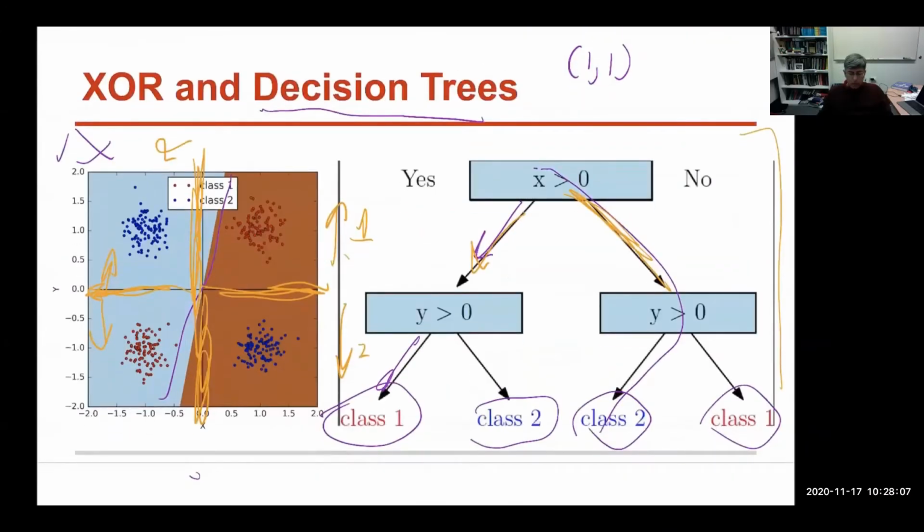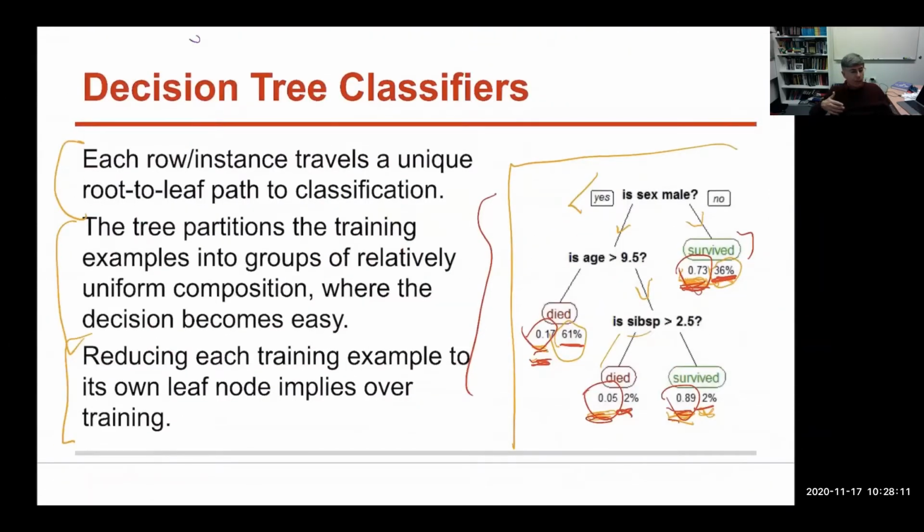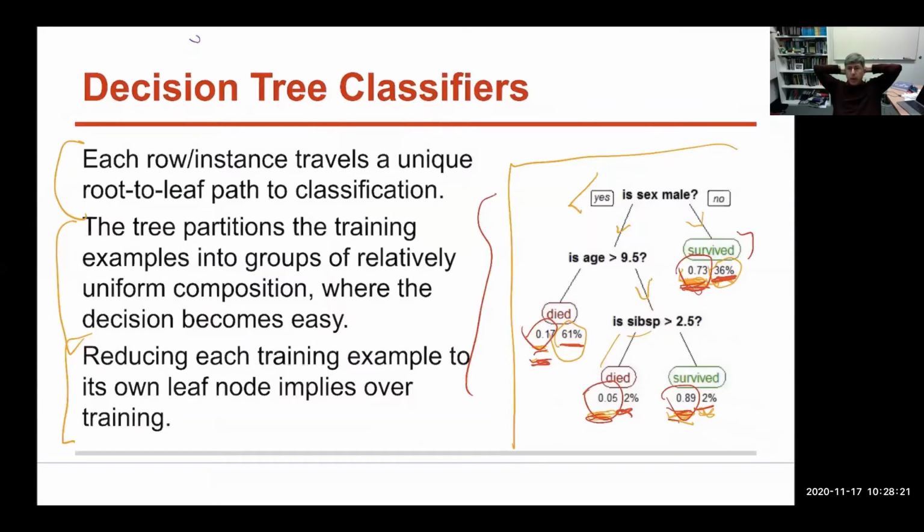So if we're comparing decision trees to nearest neighbor classifiers, decision trees tend to be very, very fast. If you think about how you're going to make a classification, is this person going to survive? It is just a walk down the tree. Does everybody see that?